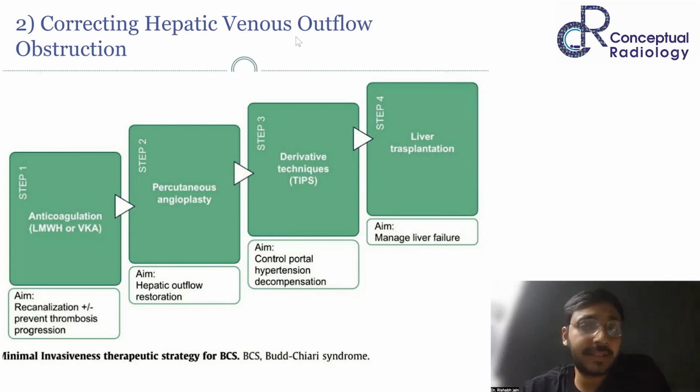So I remember recently, a month back, there was a case admitted in our hospital in which all the three hepatic veins were acutely thrombosed, as well as portal vein was acutely thrombosed. And so in that case, the patient had a fulminant hepatic failure. We did a hepatic venous angioplasty and thrombolysis, but still the patient could not be saved. So fulminant hepatic failure is a very, very highly lethal complication of BCS.